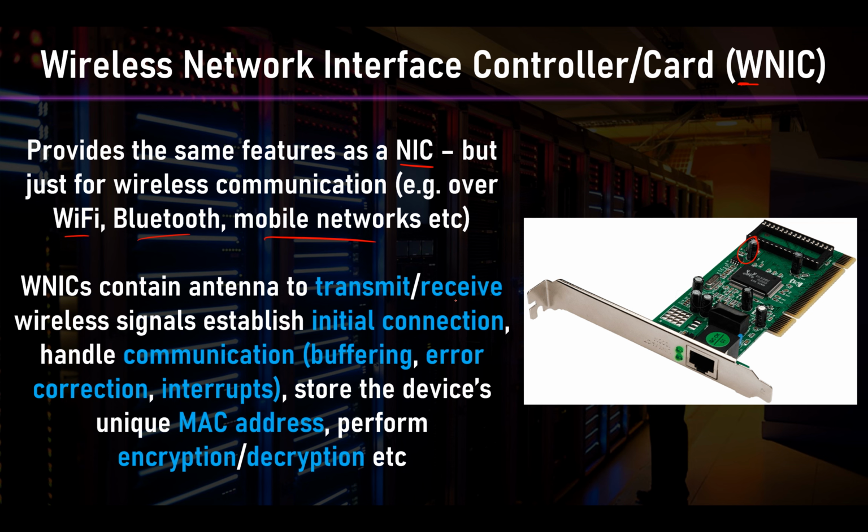That's going to transmit and receive wireless signals, and then again it's just going to do the same. So it's going to establish the initial connection, handle the communication, say buffering, error correction, interrupts. It's going to store the device's unique MAC address, and again encryption, decryption. So just the same as a network interface card, but also providing the wireless capability, the antenna to transmit and receive.